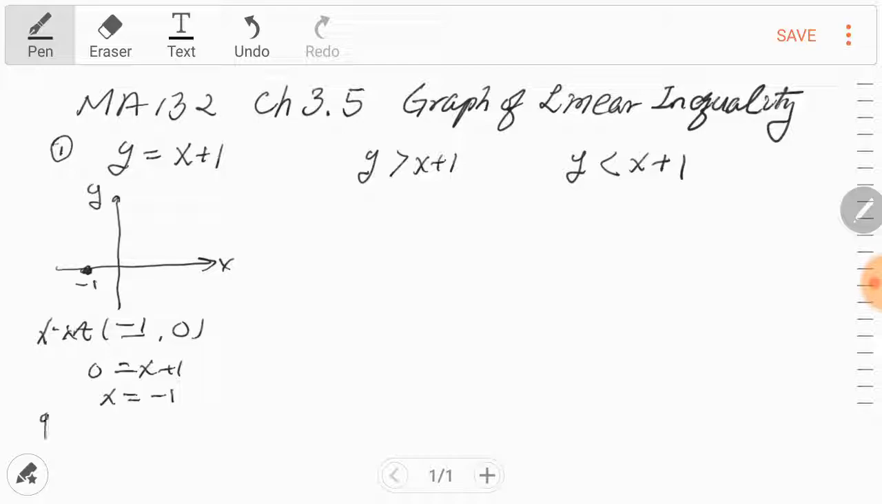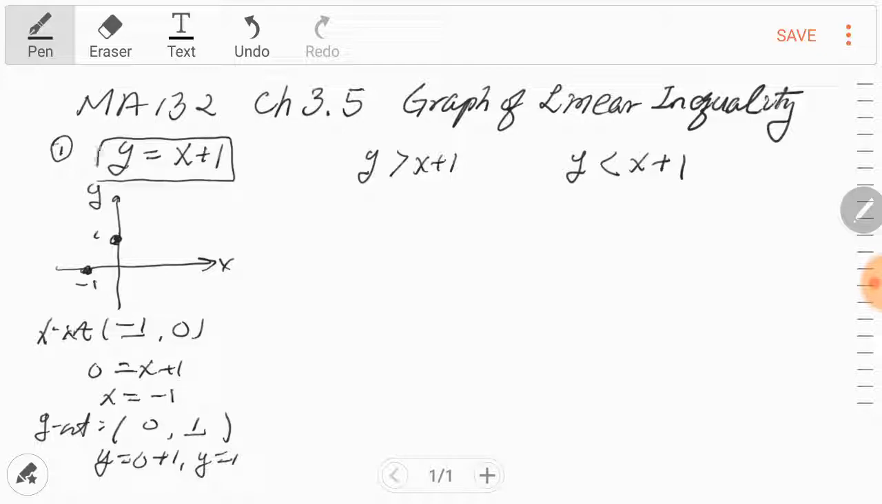And for the y-intercept, you set the x value to 0, then you get the y value. So x equals 0, then y equals 0 plus 1, y equals 1. So when x equals 0, y is 1. This is the y-intercept. The graph of this linear equation is a straight line that connects these 2 points.